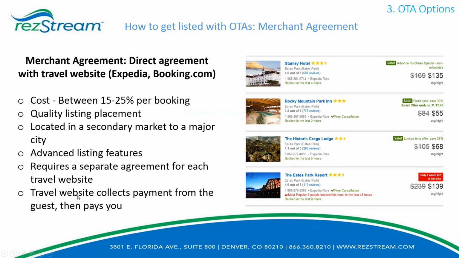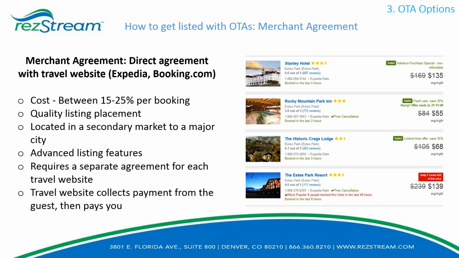Another thing to pay attention to here is the travel website collects the payment from the guest, then they pay you, okay? What I mean by that is John Doe guest goes to Expedia, whom you have a direct merchant agreement with. They book on Expedia. Expedia will collect the credit card information. They will charge the guest, and then they're going to keep their portion, their percentage of that total reservation, and then they're going to send you your money separately. And typically your money gets sent to you after the stay occurs.